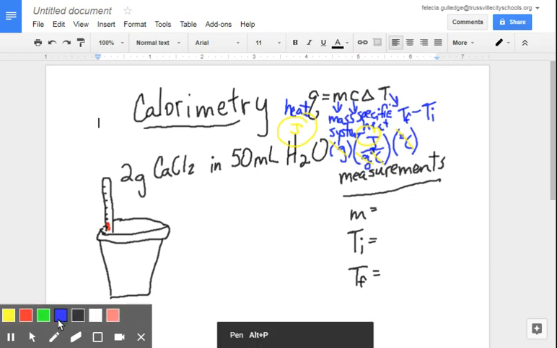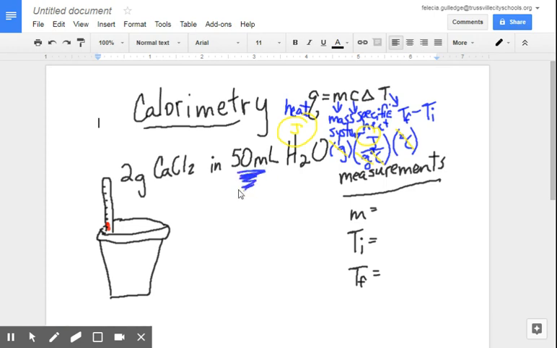What I have going on here is I have 50 milliliters of water. So I'm measuring out 50 milliliters of water, and I've measured out 2 grams of calcium chloride. And I want to combine them both in this cup. Well, first of all, I'm going to take this 50 milliliters of water and pour that into my cup and figure out my initial temperature. So let's just say we take the reading from my thermometer there, and it's at 22 degrees Celsius.